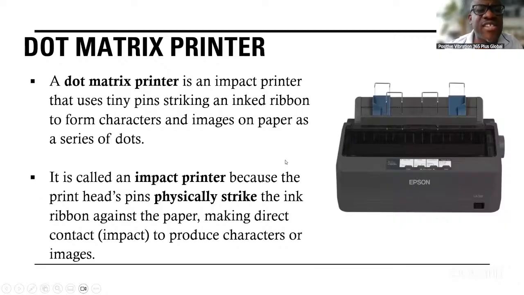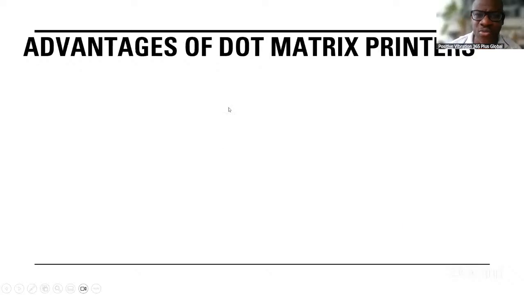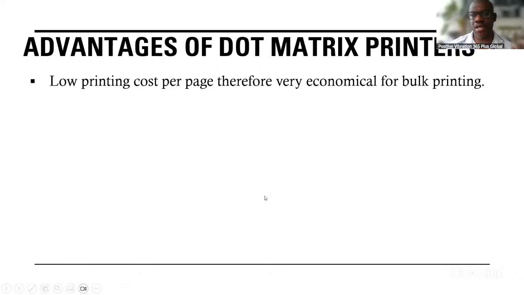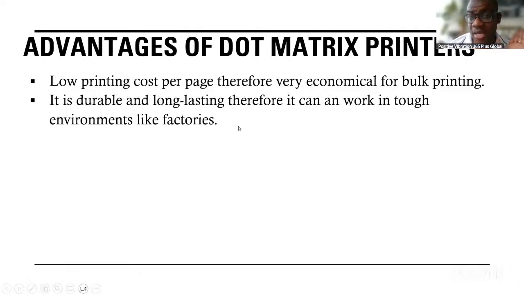So the dot matrix steps up a little bit. It can do images. So it's not just the characters. The dot matrix can now do images. So you want to make note of that. Very, very important. Okay. Advantages. It has a low printing cost per page, and therefore it is very economical for bulk printing. It is durable and long-lasting, and therefore it can work in tough environments like factories.